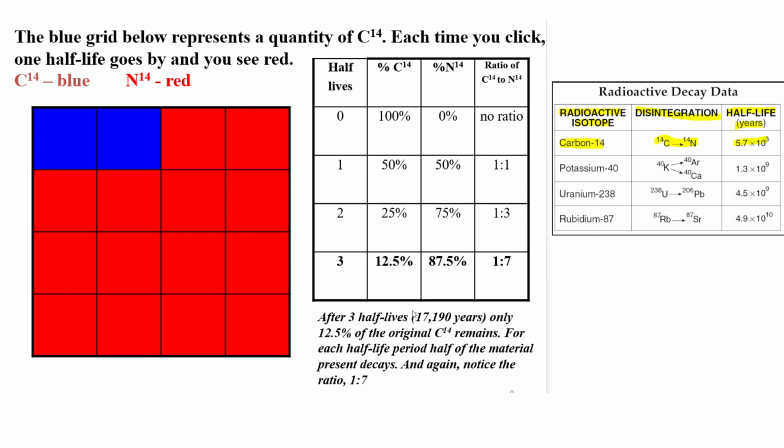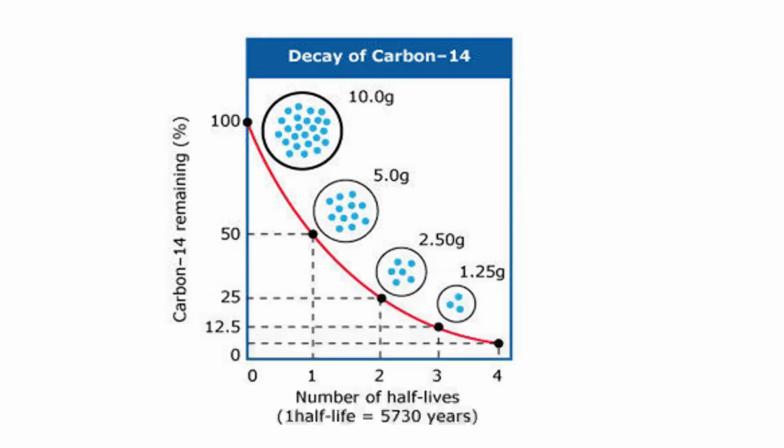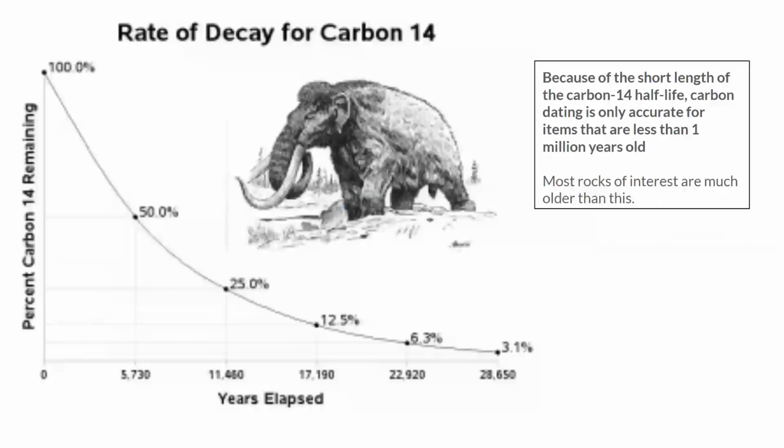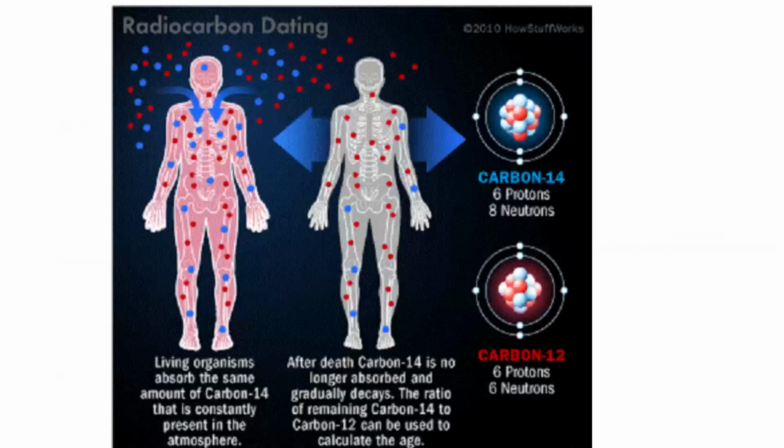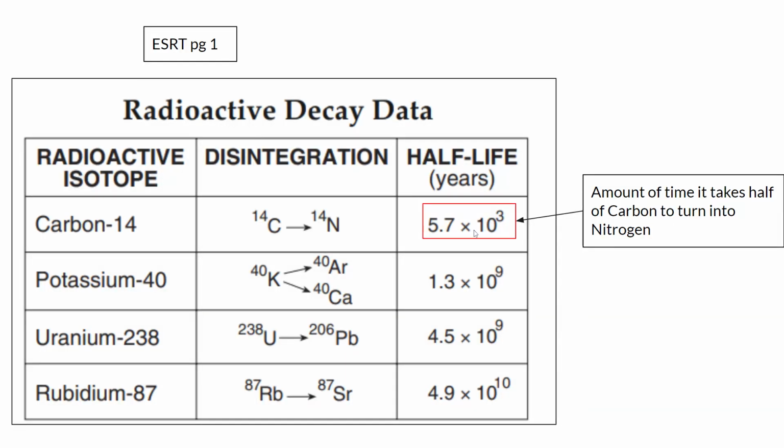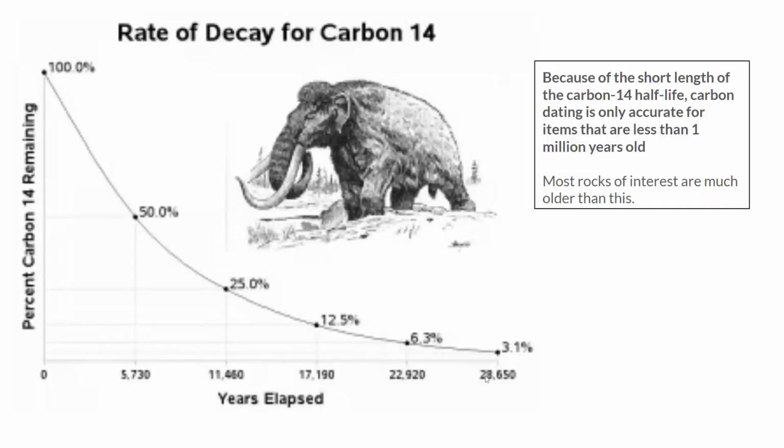If I find a fossil and it has 12.5% carbon 14 and 87.5% nitrogen 14, I know that sample went through three half lives, and I know how long three half lives take for carbon 14, and that's how I can figure out how old that fossil is. The thing is, carbon 14's half life is very short, only 5,700 years. That means after around 20,000 to 30,000 years or so, we're going to run out of carbon 14. If my carbon 14 just keeps halving and halving, we're going to run out soon.